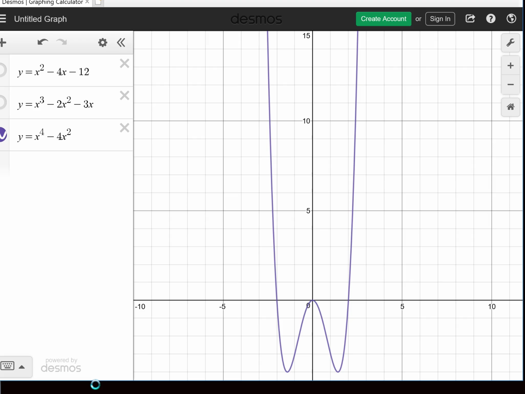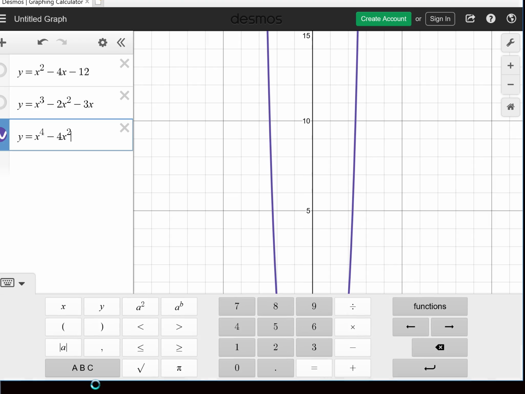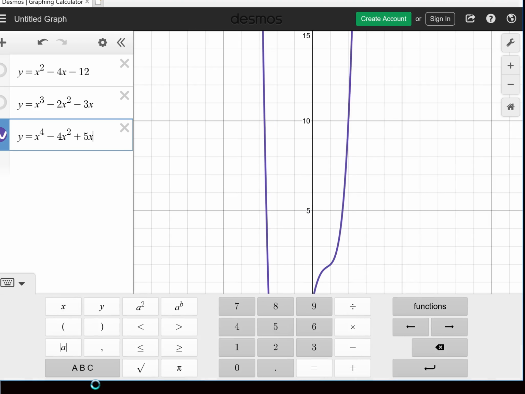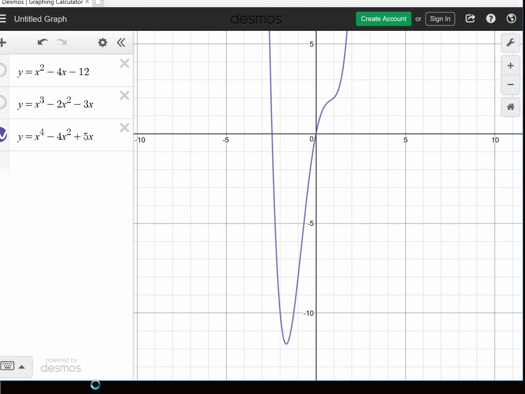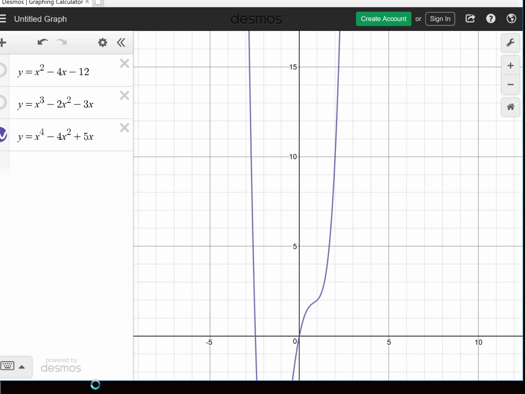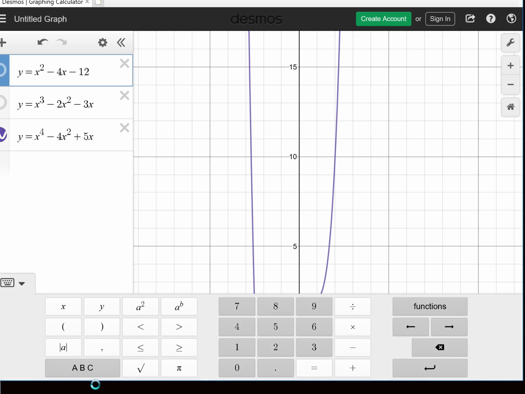So if I look at a graph like x to the fourth, do you notice the end behavior of this function? It goes up on both sides. And even if I did some stuff to this function, so let's say I added 5x to this, I've messed with this function a little bit and it looks a little weird. But I'm still going to get the same end behavior where it goes up here and up here.